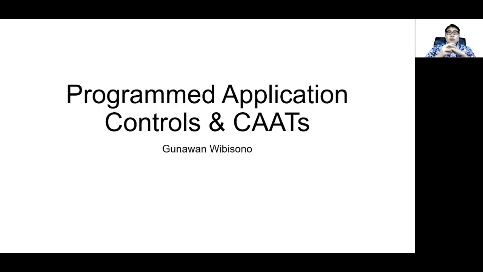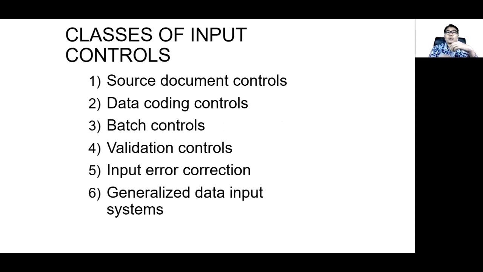Program application control has three types of control. The first one is the input control. The second one is the process control. And the third one is the output control. Let's look at the input control first.